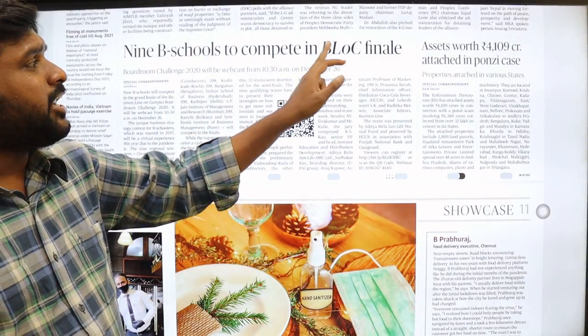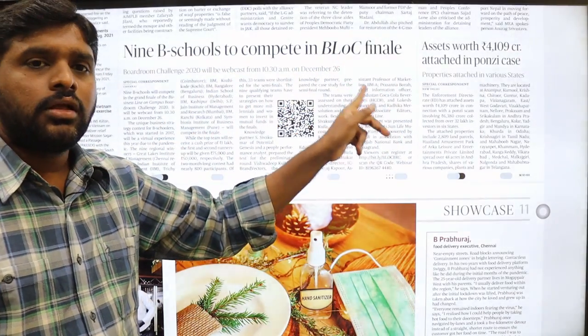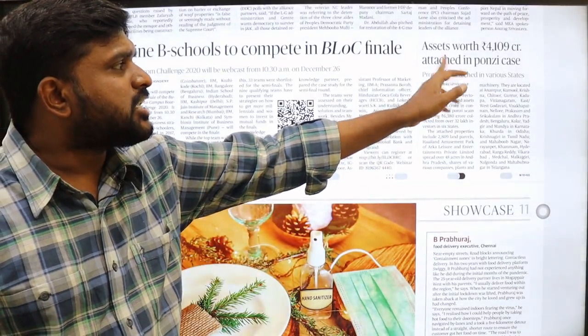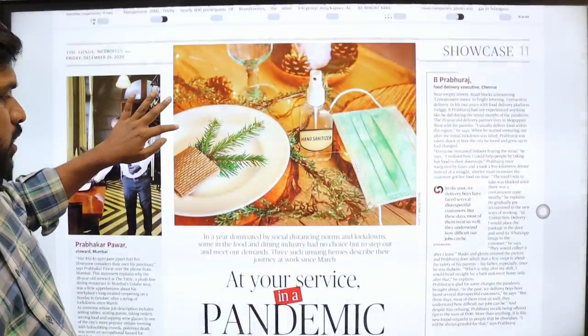Nine business schools to compete in B-block final. What is B-block? Assets worth 4,000 attached in Ponzi scam. Old story.